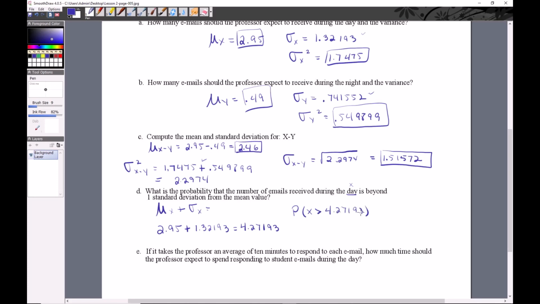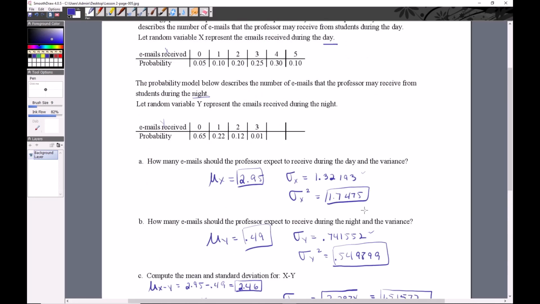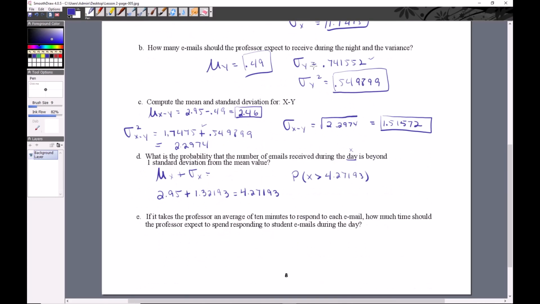So just go up here, and we're looking for anything above 5, or when 5 starts. So that should be 0.1. So this is what we're looking for right there. So your answer is 0.1 or 0.10.